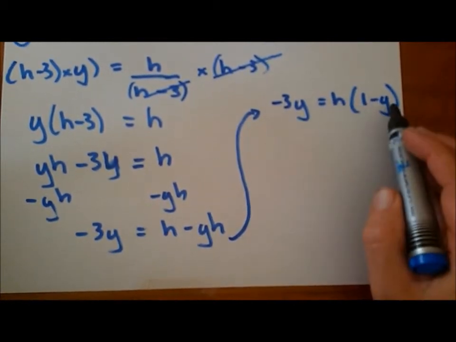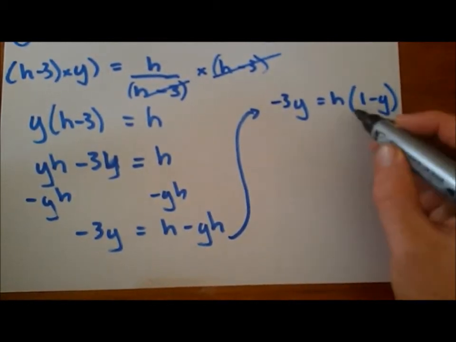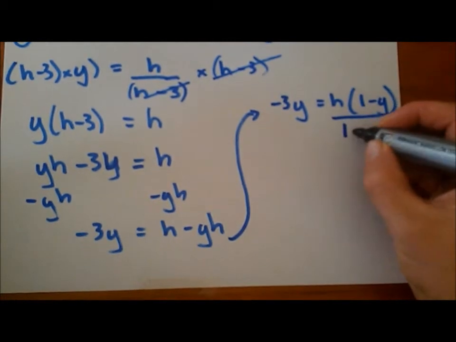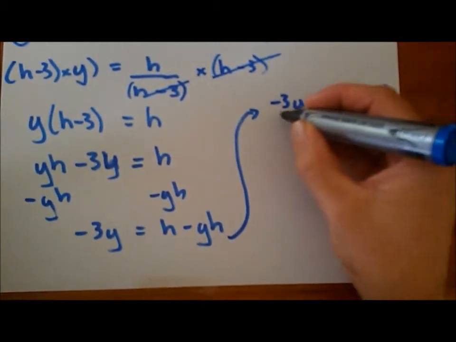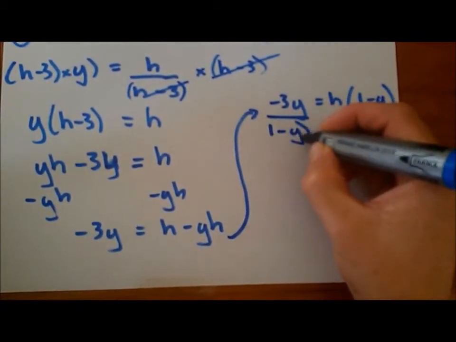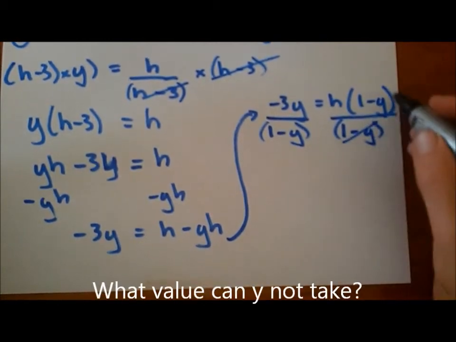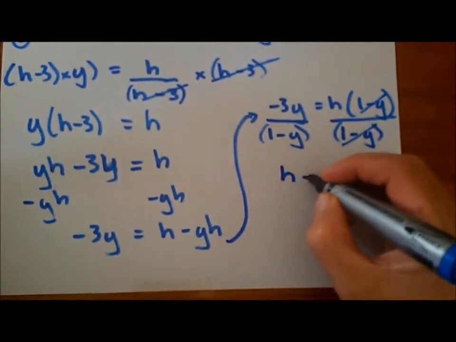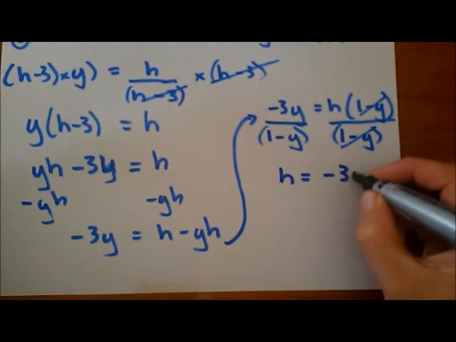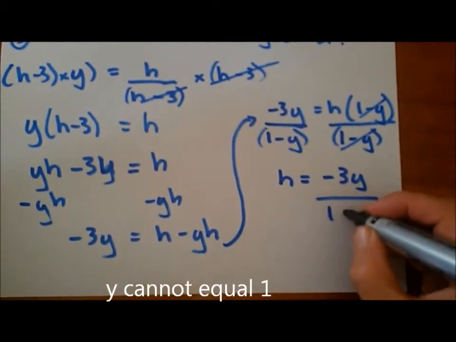Now I've got h times something, so to get rid of that multiplication I know I can divide by 1 minus y. I'll do it on both sides. This side will cancel, leaving me just h is equal to, and this side, negative 3y over 1 minus y.